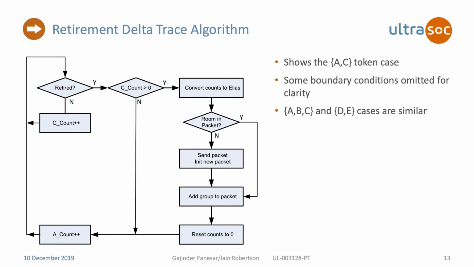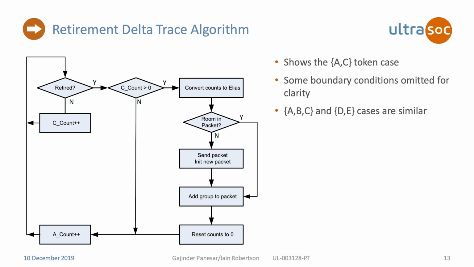Okay, so I just wanted to give an illustration of the algorithm that's used. This flow diagram is illustrating the basic A and C token case. The flow diagrams are similar for the other formats, and I've omitted some boundary conditions for clarity. Basically, the entry point here is at the top left. We enter and ask, did an instruction retire on this cycle? If it did, then we check to see whether the C count is 0.